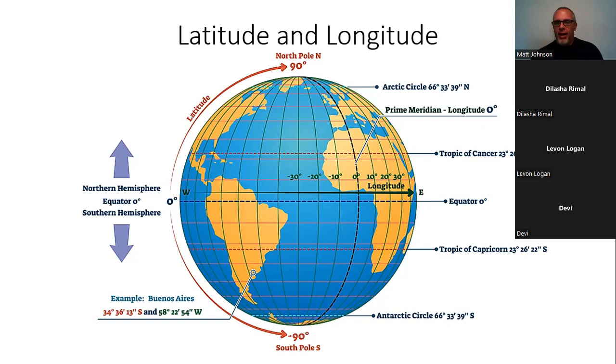And it's 180 degrees. And so when you get to 180 degrees, from this side and from this side, that's where it meets on the other side of the planet, right? And that's the international date line, where we agree where the day starts every day.